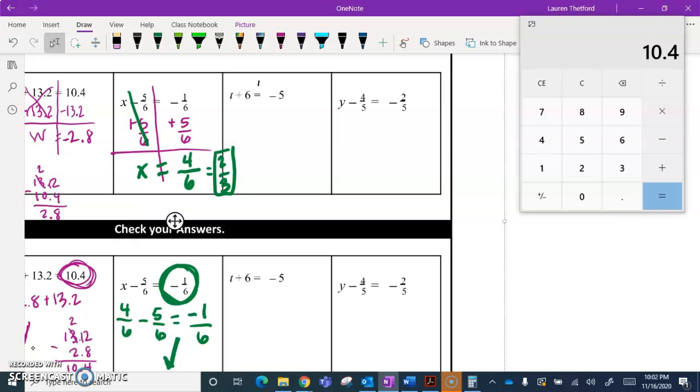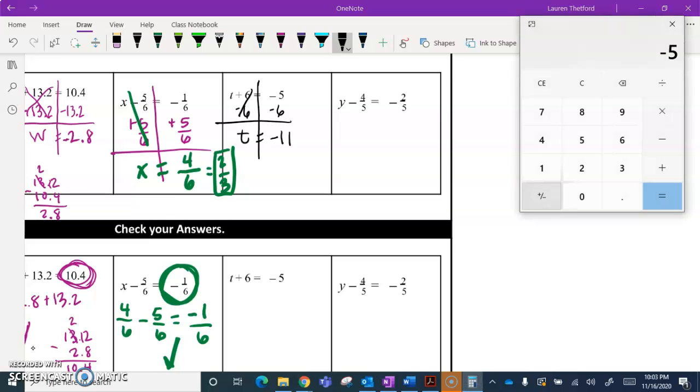All right, again, we draw a line down that equal sign. We have addition, so now we're going to subtract 6 from both sides. And we subtract 6 because it's on the same side as our letter. So we have t left over equals -5 minus 6 is -11. Remember, you can always check with your calculator. Negative 5 minus 6 is -11.